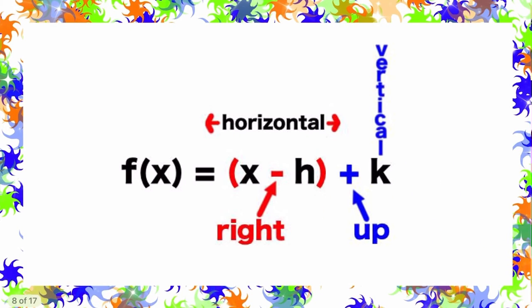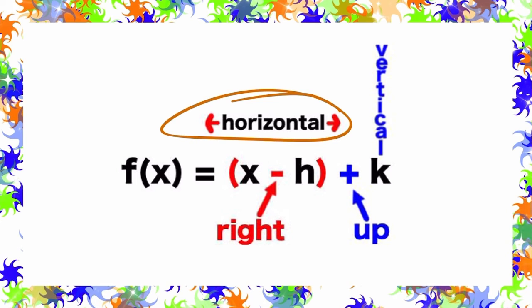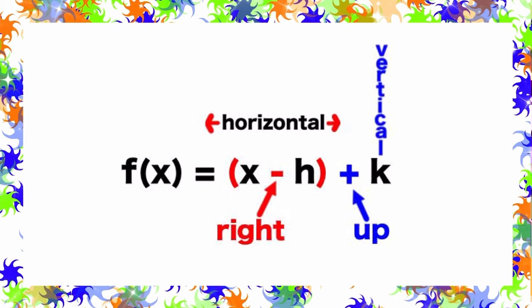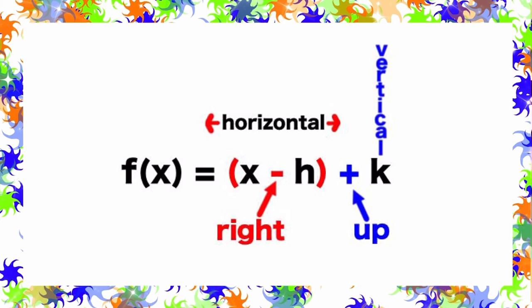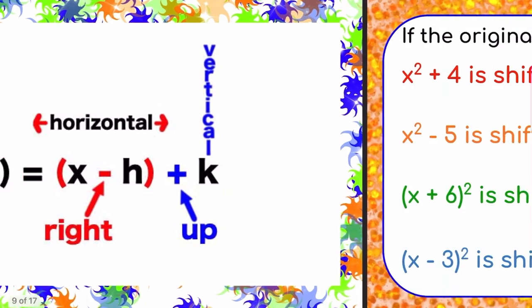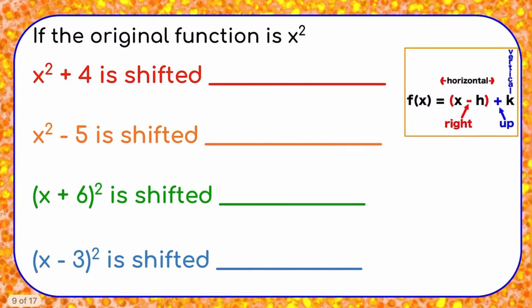Here's another little cheat sheet. So if you have a number inside parentheses, that's going to be your horizontal shift. A minus sign would be right. So then the opposite of that, a plus sign, would be left. If you see a number outside of the parentheses on the end, like this one here, that is going to be your vertical shift, up or down. A plus would be up, a minus would be down. So let's use this on some examples. I'll get you started here.